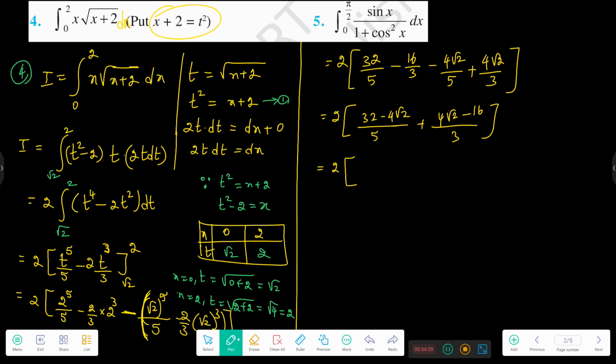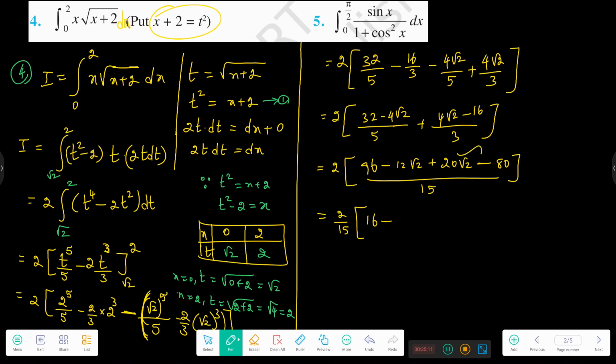So 3 into 32, what am I getting? 96. Minus 3 4s are 12 root 2 plus 5 4s are 20 root 2 minus 16 5s are what? 80. Whole divided by 5 3s are 15. Now commonly we have 2, let it be outside. Then simplify. 96 and 80 when you subtract, it will be 16, and 20 and 12 when you subtract, 8 root 2. That's it. This is the required answer for question number 4.